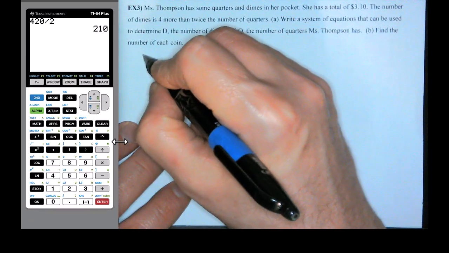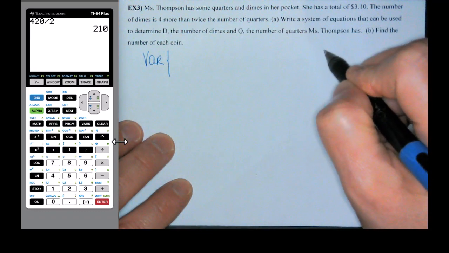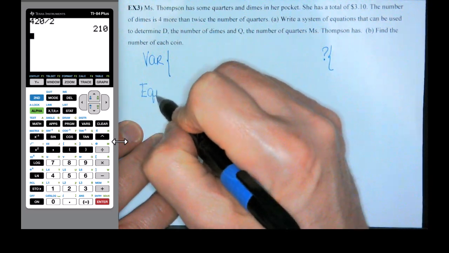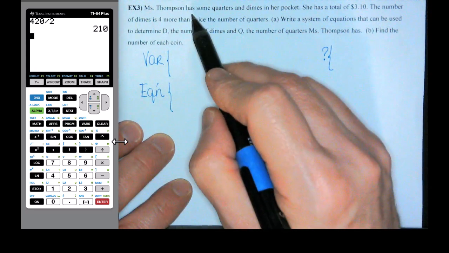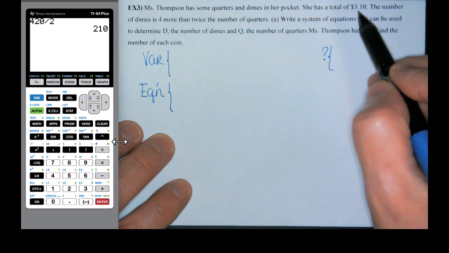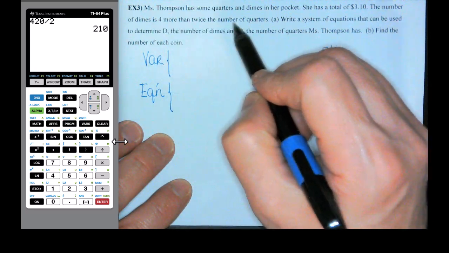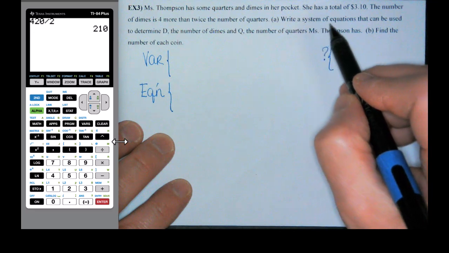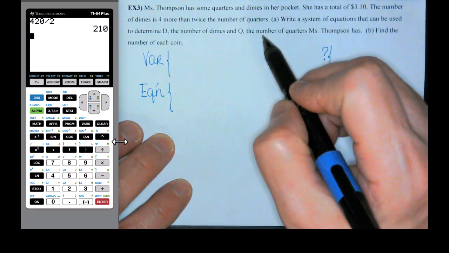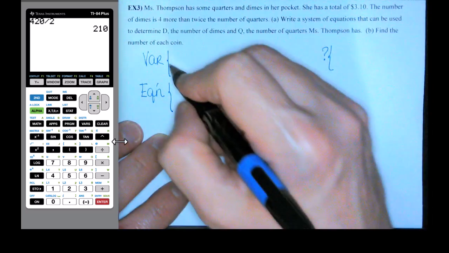Here we have the next problem. So let's go ahead and set it up. We need a place for variables, a place for questions, and a place for equations. So Miss Thompson has some quarters and dimes in her pocket. She has a total of $3.10. The number of dimes is 4 more than twice the number of quarters. Write a system of equations that can be used to determine D, the number of dimes, and Q, the number of quarters Miss Thompson has. Find the number of each coin.